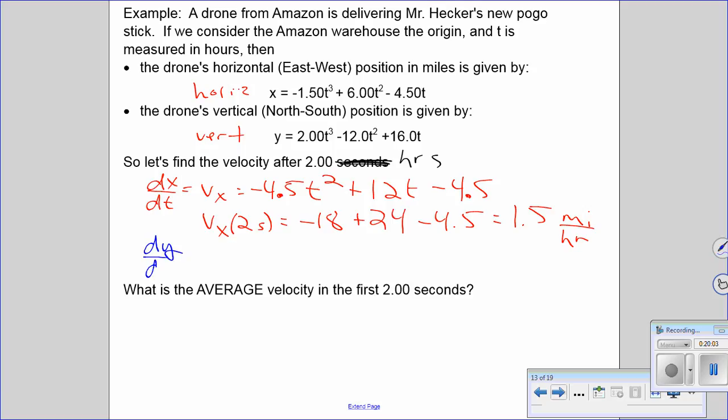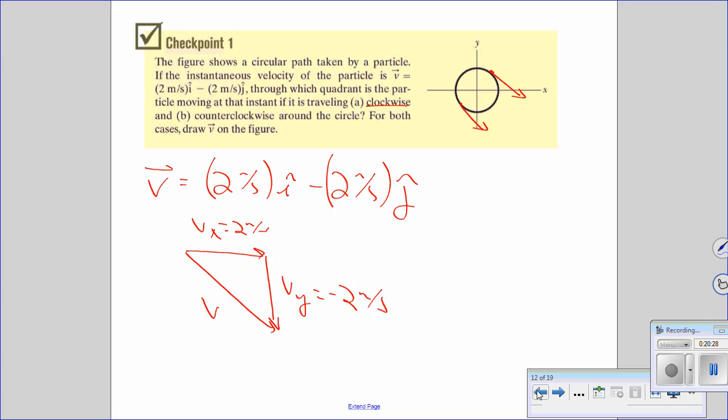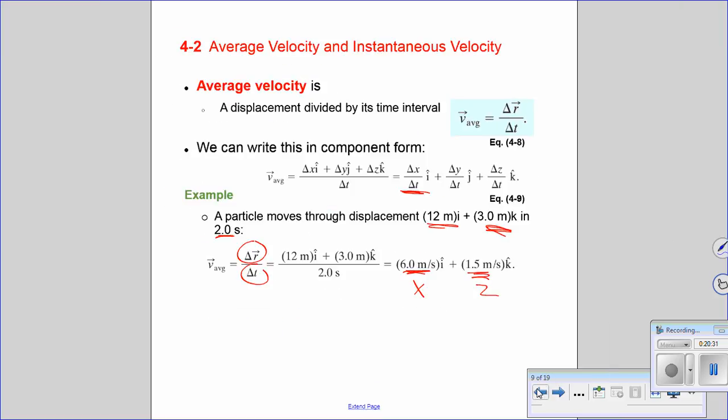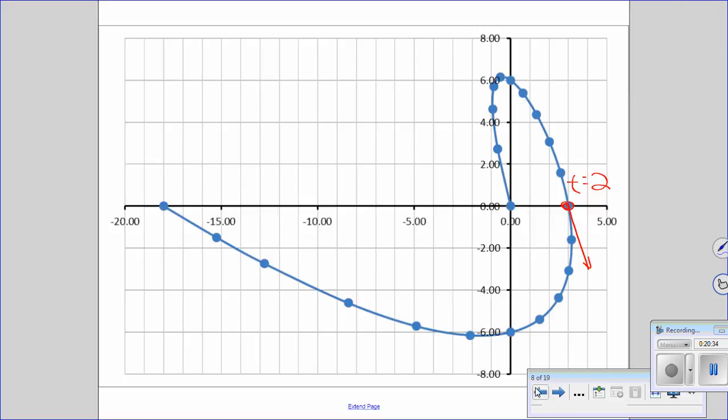So dy/dt, that's going to give me my vertical velocity. What do I hope will happen? It should be very negative, hopefully. So let's see if it works. I'm going to take my derivative. I'm going to get 6t squared minus 24t plus 16, right? Why do I want it to be very negative? Because the picture shows me that after 2 seconds, most of the motion is in a vertical direction. Cool?